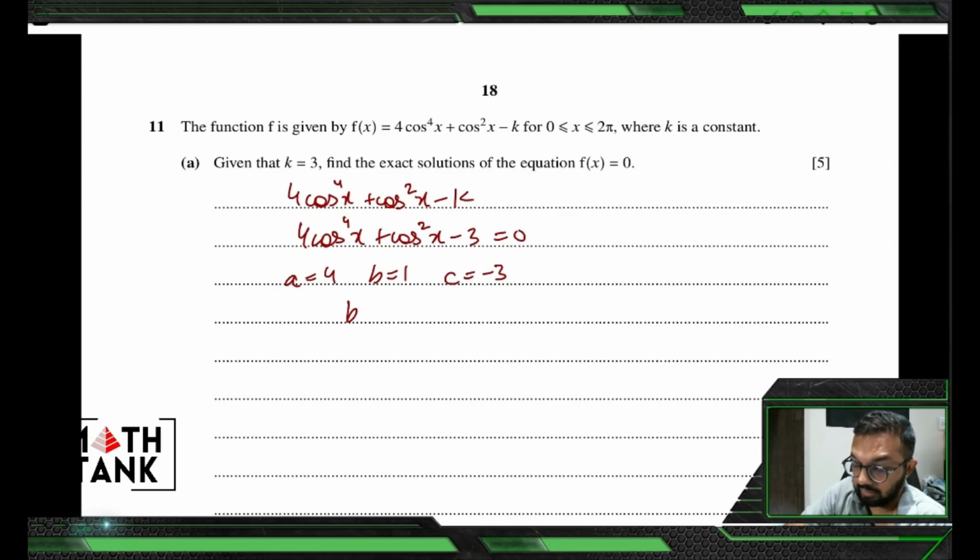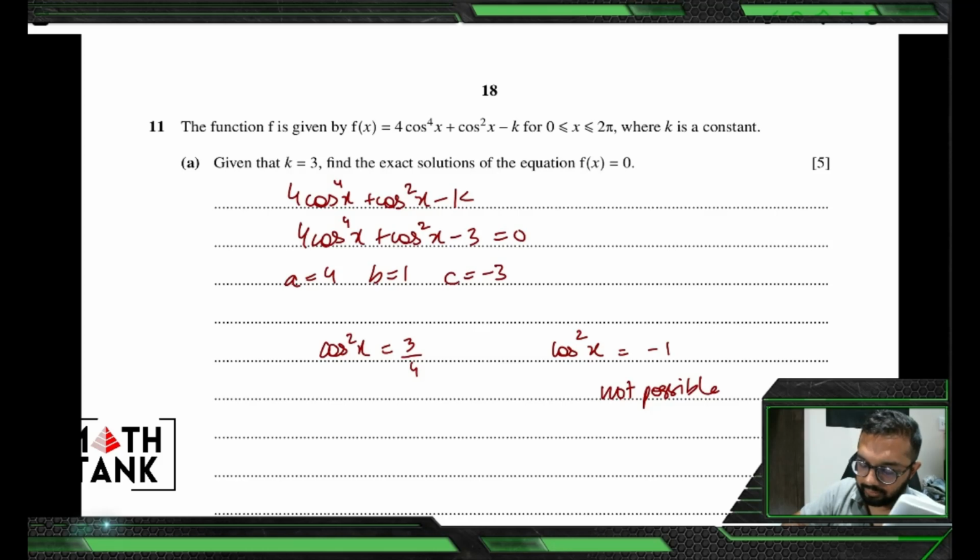Sorry, abc. So I'm just solving a quadratic then. b squared minus 4ac is for the next part actually. That's right. 4, 1 and minus 3. So cos x is therefore 3 over 4 and cos x is minus 1. So that's not possible because the cosine cannot be less than minus 1 in this case.